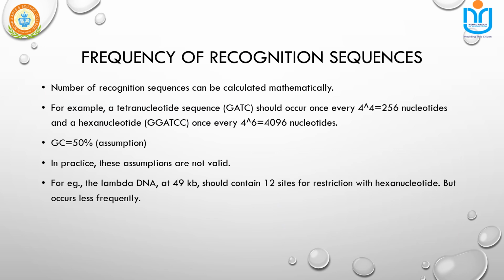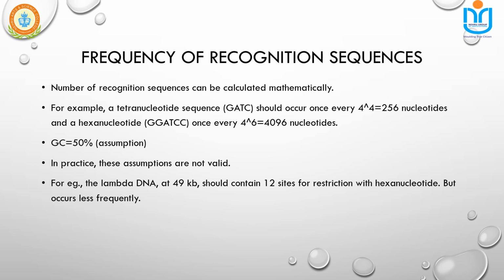Frequency of recognition sequences. The number of recognition sequences can be calculated mathematically. For example, a tetranucleotide sequence GATC should occur once every 4^4, that is 256 nucleotides, and hexanucleotide GGATCC occurs every 4^6, that is 4096 nucleotides. An assumption is that the GC content will be equal to 50%, but in practice, these assumptions are not valid.